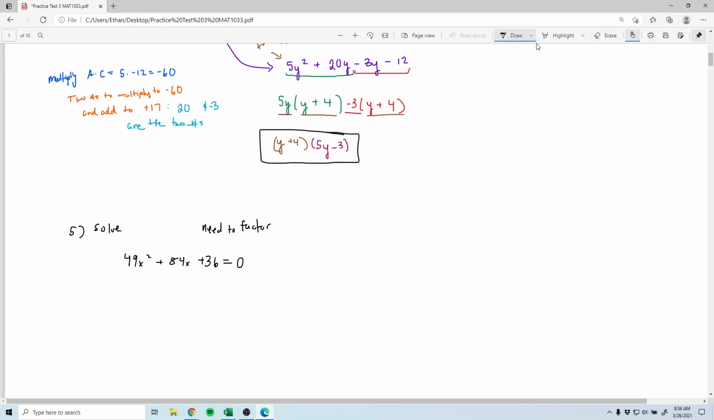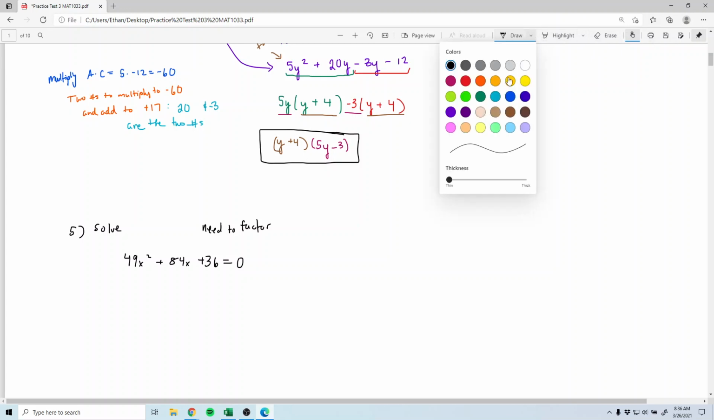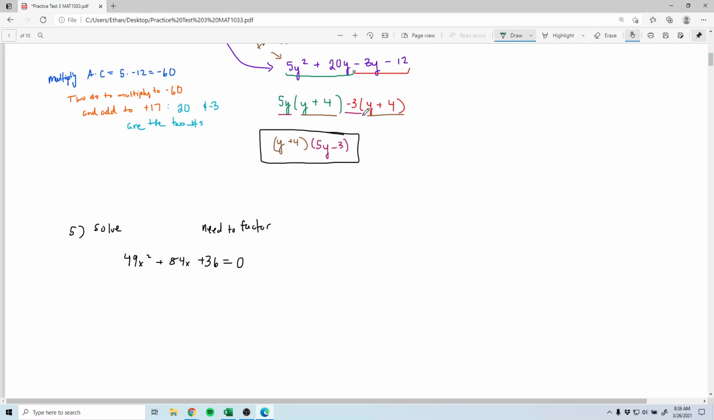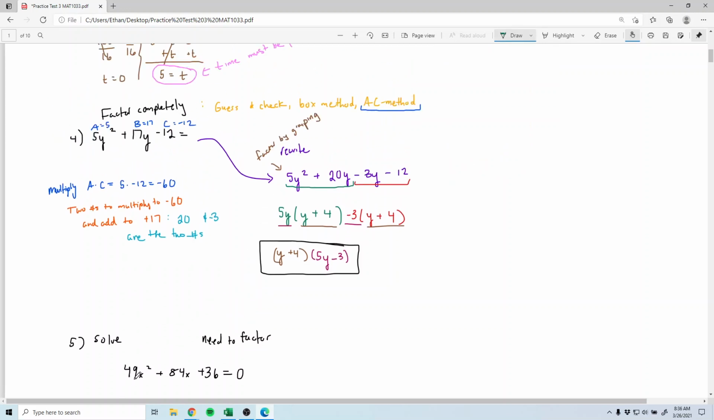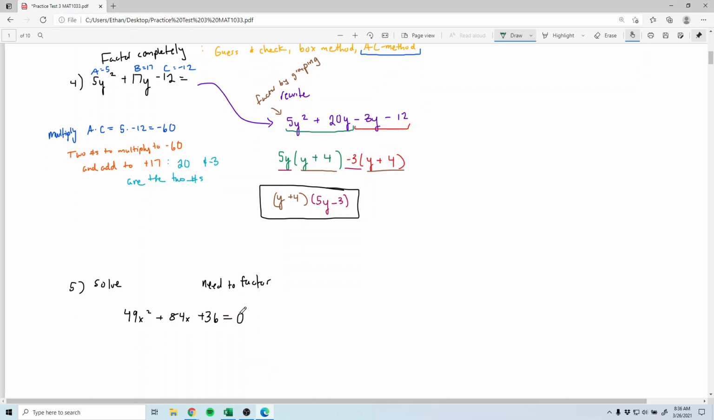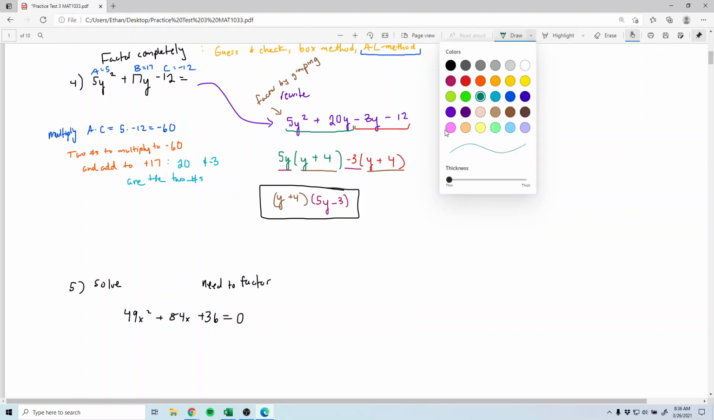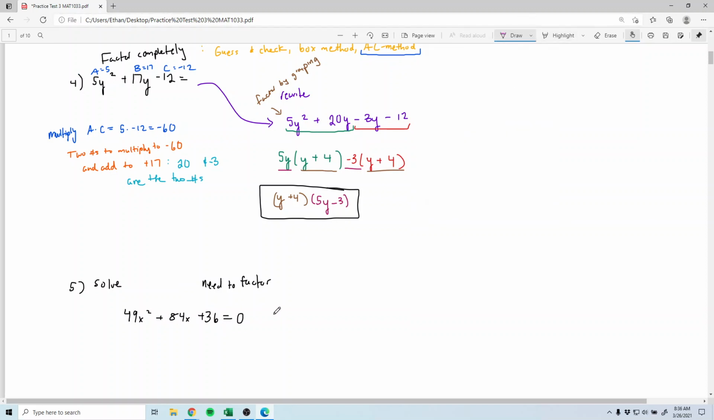Right. Now, one thing is that you could look at this and think, oh, well, I have to do it like the last problem, because the number in front is not 1. We have 49 or 5 last time, 49 this time, and you can certainly do that. But there is sometimes special shortcuts, and this is one of them. 49 is a perfect square.